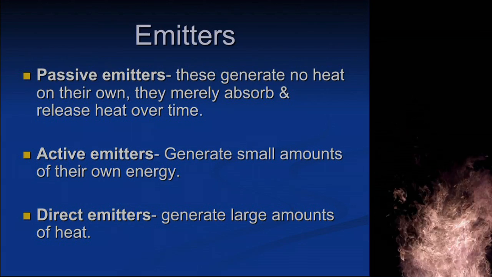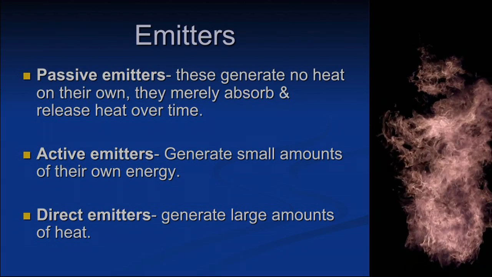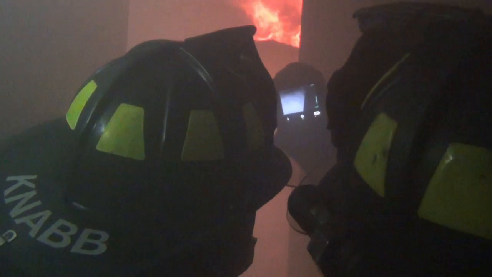For our purpose, we are going to take a look at three types of emitters. Each of these emitters produces a different amount of energy. That energy is what is captured by the processor and displayed on the screen, so we can see objects even in smoke-obscured environments. Let's take a look at each one.